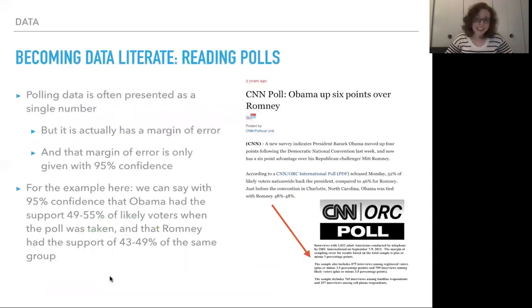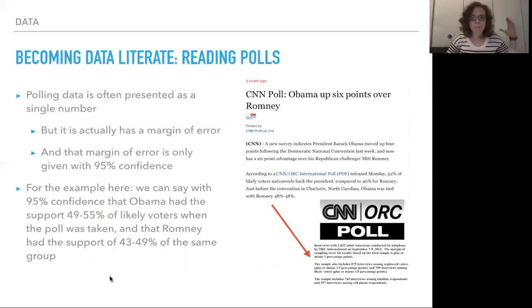So data like that polling information I gave you is often presented as a single number, right? It's important to know what that single number means because that single number has a margin of error. Typical margin of error on a political poll is between 2.5% and say 4%.